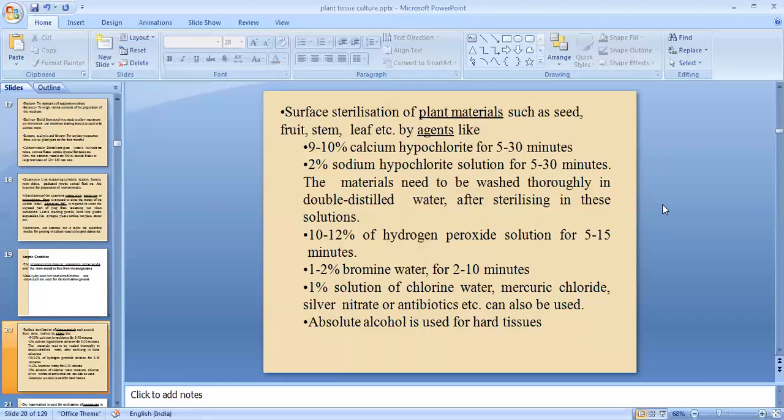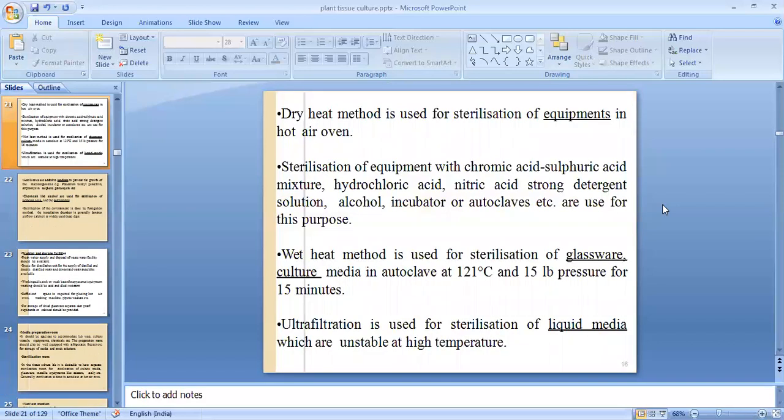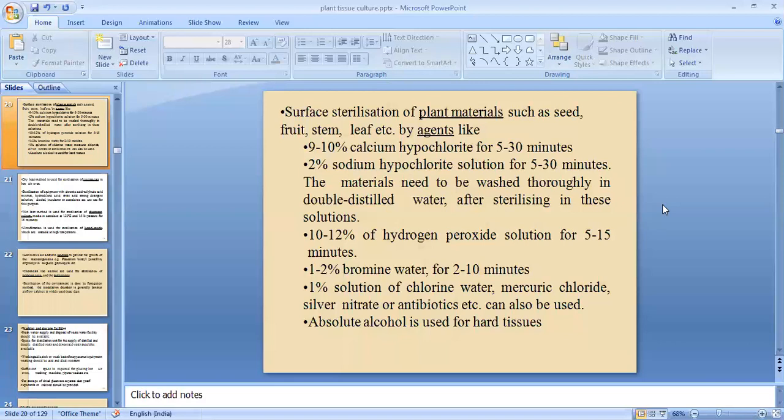wherever you're preparing the solution, you have to use double distilled water after sterilizing it. That water has to be used to dissolve these substances. And again, 10 to 12% of hydrogen peroxide, the time specified is 5 to 15 minutes. And 1 to 2% of bromine for 2 to 10 minutes. And a 1% solution of chlorine water or mercuric chloride or silver nitrate or any antibiotics also can be used. Sometimes absolute alcohol is used for the hard tissues. That is for the sterilization of the explant.